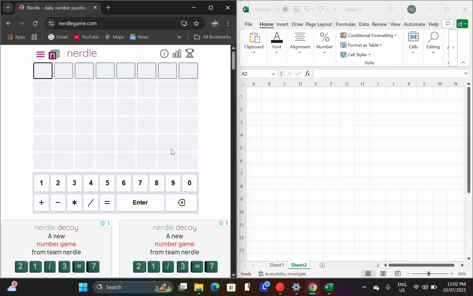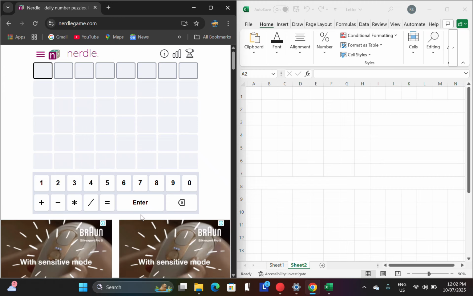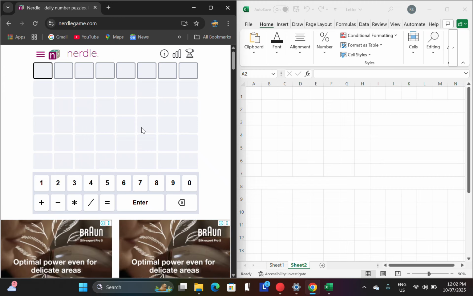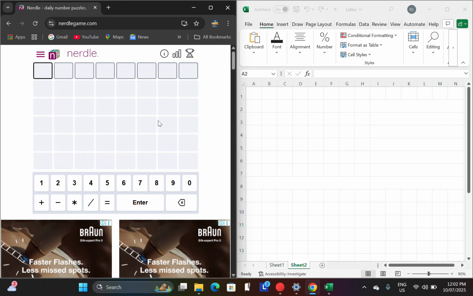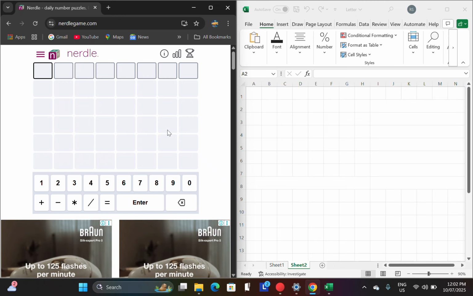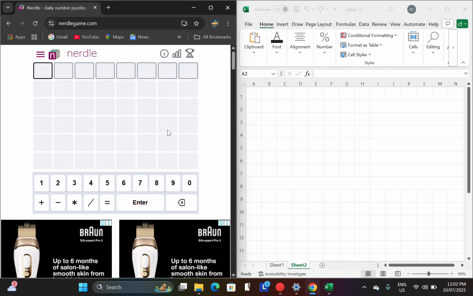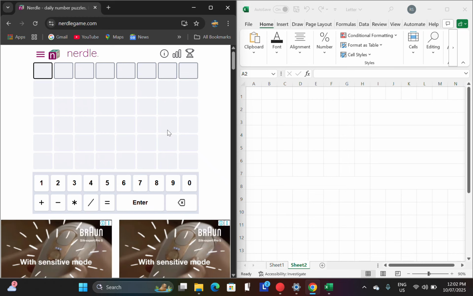I'm here to solve the Nerdle of the day for July 10th, 2025. Nerdle is the math-based Wordle, which uses numbers and math operations to solve an equation, giving out mostly blue or red. So I'm going to type the first equation. It will go like this.